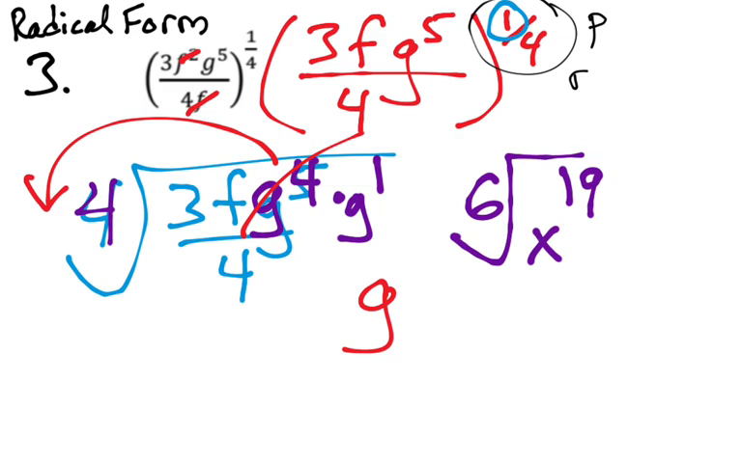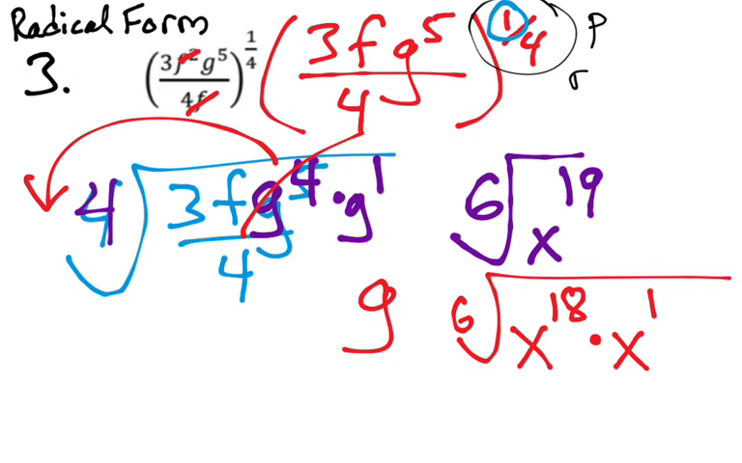What I mean by that is, since 6 times 3 is 18, then we can think of this problem as x to the 18th power times x to the 1st power, and you're taking the 6th root of that. Because 18 is a multiple of 6, then you can just divide 18 by 6 and get x cubed, with the 6th root of x to the 1st power staying under the radical sign. And that would be the answer.